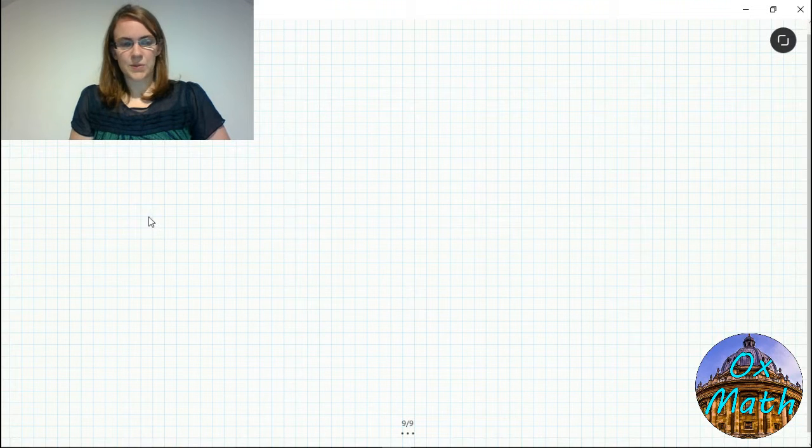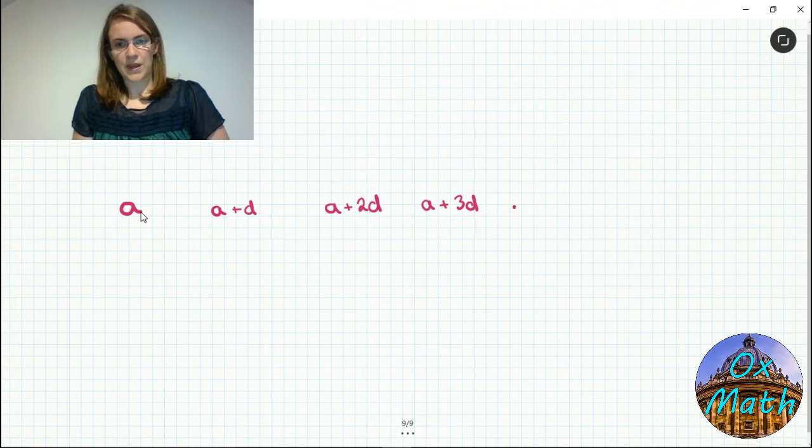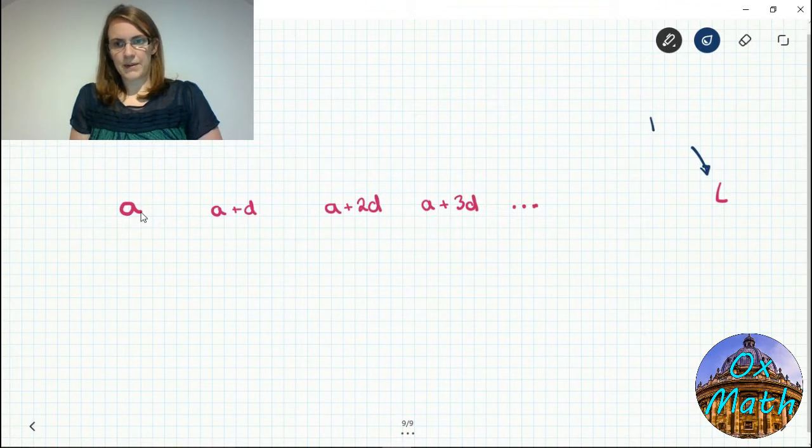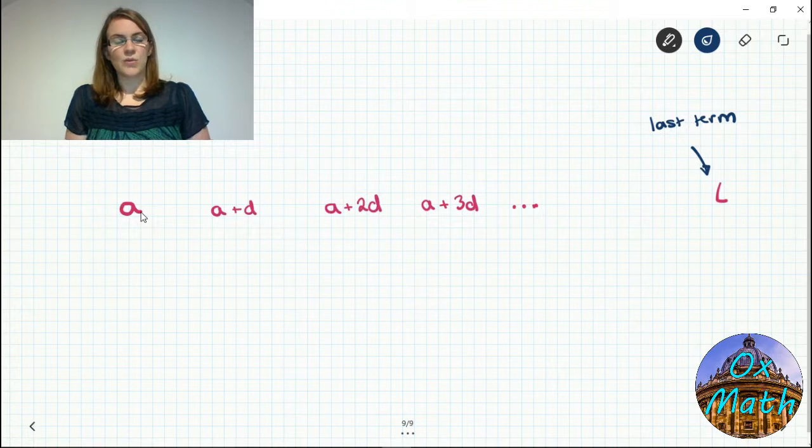Now, we've already discussed what the terms of an arithmetic sequence would be. So our first term is always a, then we would have a plus our difference, then a plus 2 lots of our difference, a plus 3 lots of our difference, and so on, all the way up to our last term. Now, I've used L here to simply represent the last term if we have a series that is n terms long, so is not indefinite. And if we knew how many terms we had, we could actually find out the value of that term.